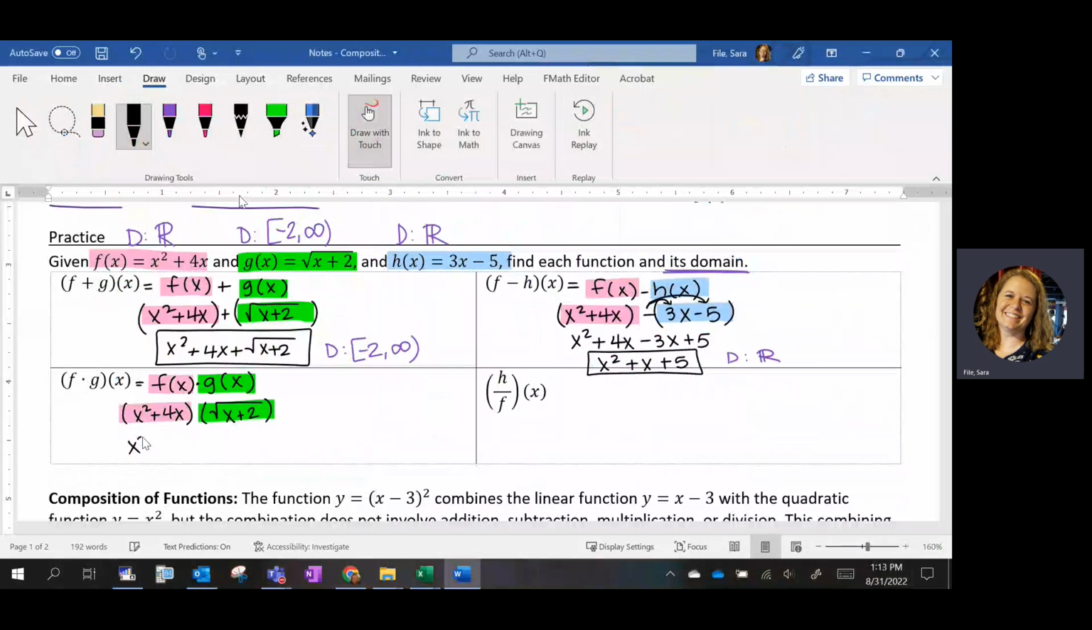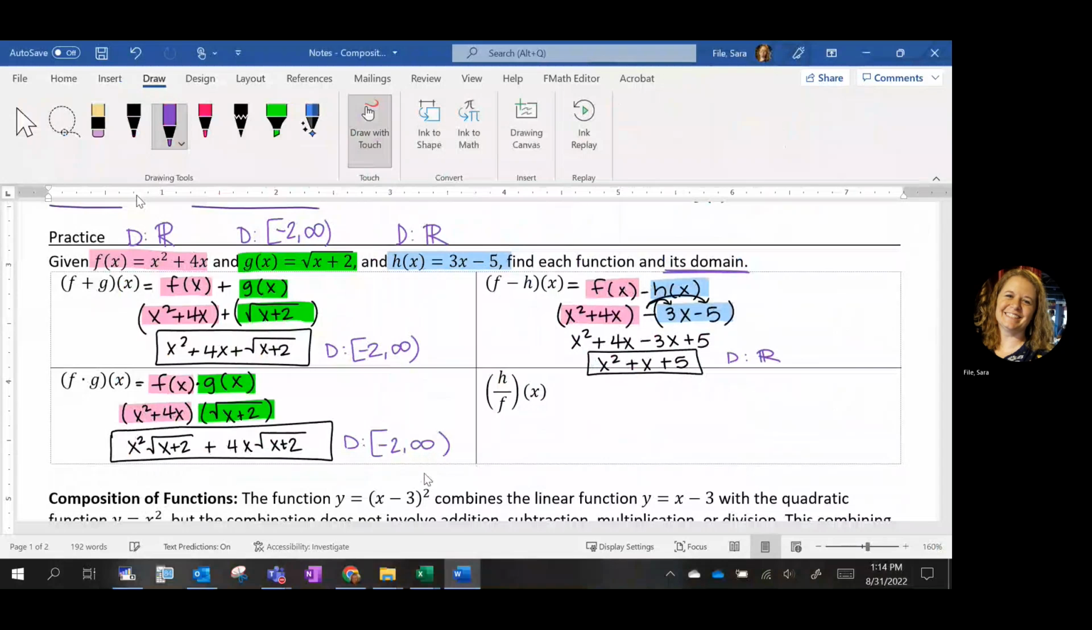So that would be x squared, square root of x plus 2, plus 4x times the square root of x plus 2. There's nothing else I can do there to simplify that. That's what we've got. We stop there. Now looking at their domains, the original functions f and g, again, have the same overlap as they did in this one. So the domain would be -2 to infinity.